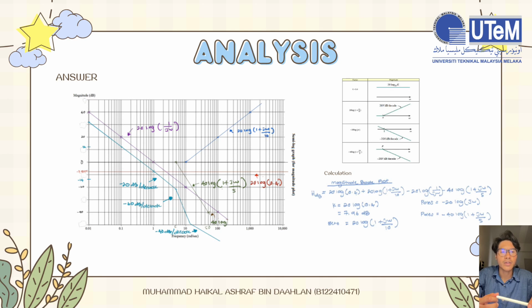After that, we convert the value of the poles. We have two values, which is the 20 log 1 over j omega. After we convert to the phase, we get 1 over j omega, which is a negative 90 degree. And lastly, we convert the value of 40 log 1 plus j omega over 5. We convert to the phase, and we get 2 times tangent inverse of omega over 5.